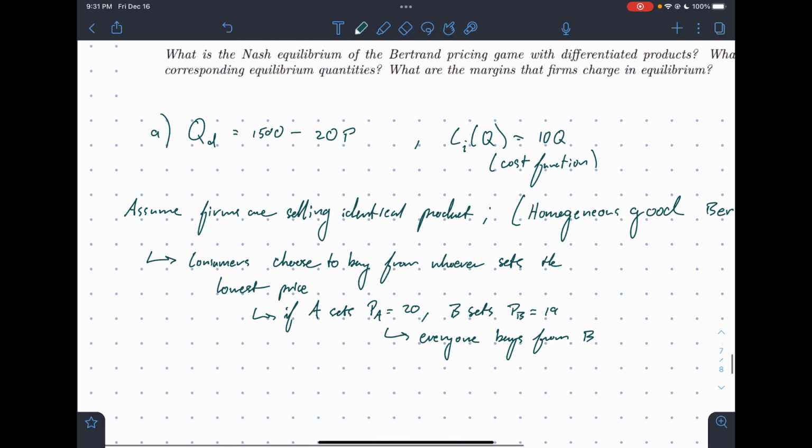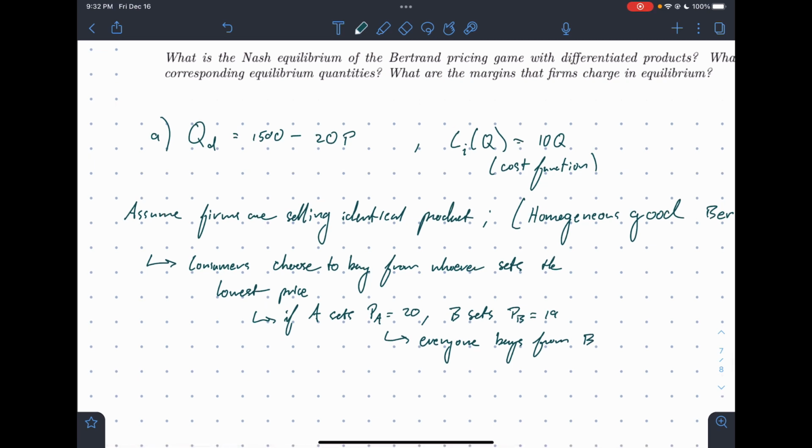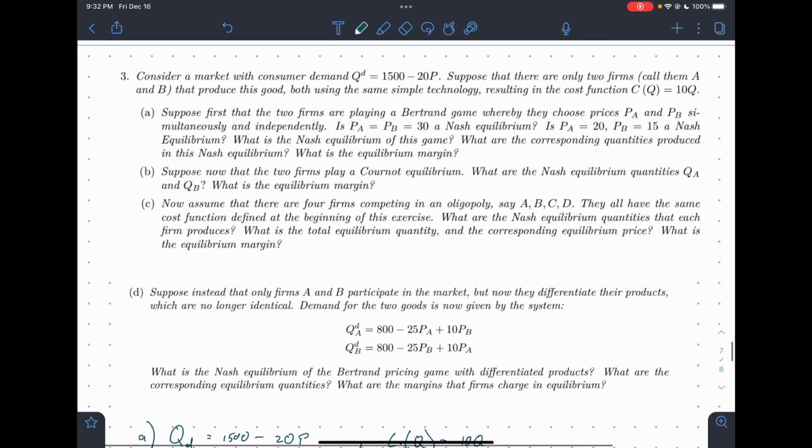So we're going to use this property, and we're going to determine what the best responses of each firm are, and then use that to find the equilibrium. So we're asked in this question, is an equilibrium for firms to set prices, like both set prices equal to 30?